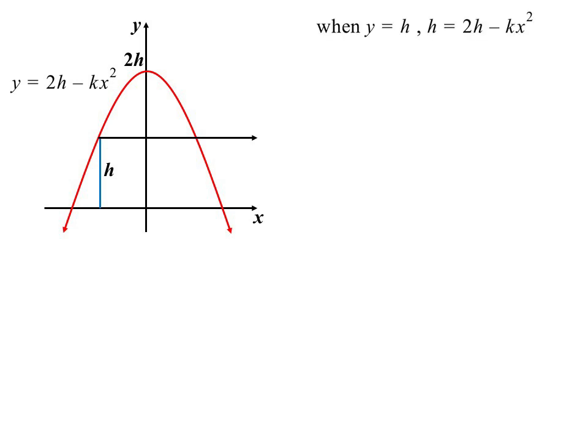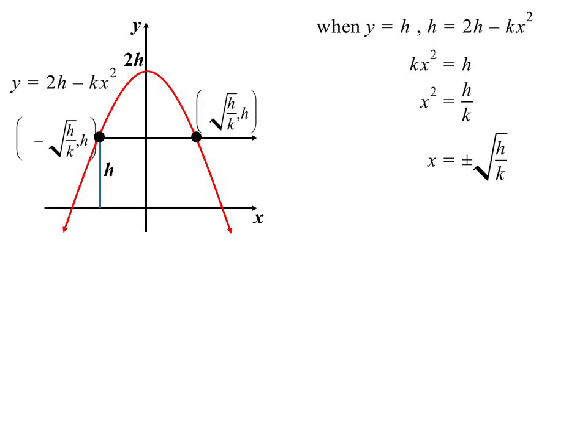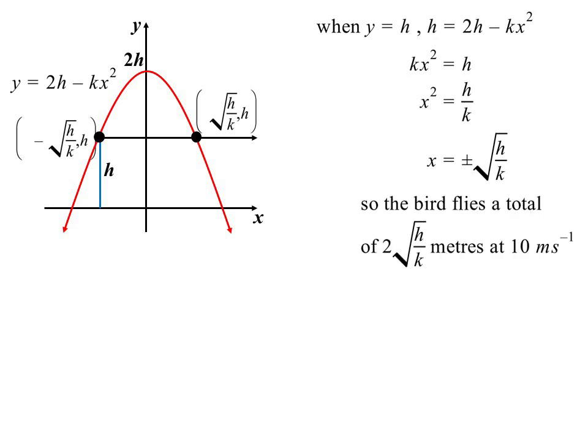Now we know that when y equals h, h is equal to 2h - kx². That's sub in the y value. So kx² is equal to h. Therefore I get x is plus or minus √(h/k). That means that the x value of that point there is -√(h/k), and the other point must be +√(h/k). So the bird flies a total of 2√(h/k) metres at 10 metres per second, if it's going to get hit again.